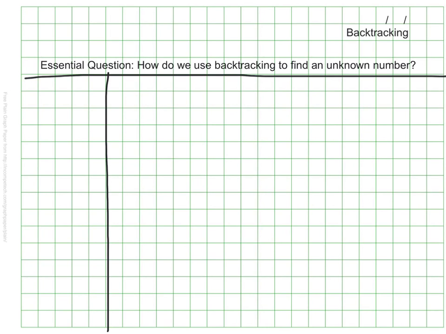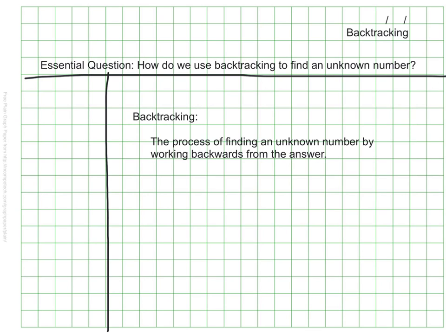We'll start by defining backtracking. Backtracking is the process of finding an unknown number by working backwards from the answer.